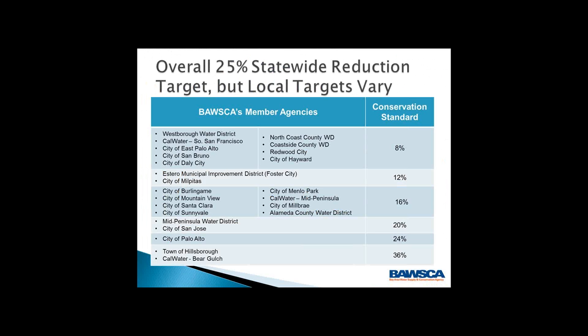So what does a 25% statewide reduction mean for local agencies? Although it's a 25% mandatory statewide reduction, depending on how much water each agency uses, we'll put them in a certain tier of a conservation standard. So for example, City of Daly City and East Palo Alto use maybe 45 to 50 gallons per day. So their conservation standard is much lower than a really high water user such as the town of Hillsborough or Bear Gulch using the 36th percentile. So if you use more water, your conservation standard will be a little bit higher to even out the average throughout the state.